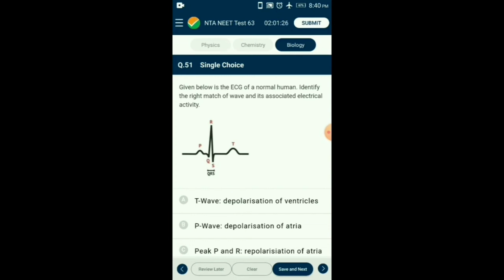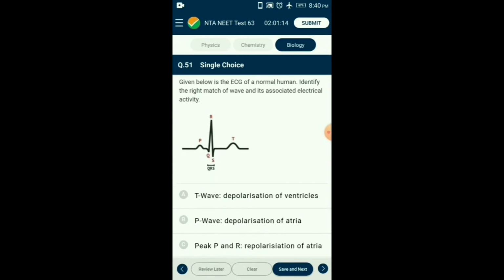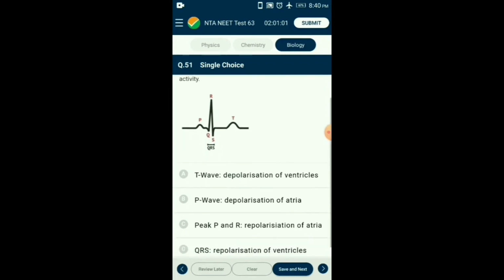P wave represents depolarization of atria, contraction of atrial muscles, which will distribute blood to ventricles. QRS complex represents depolarization of ventricles to distribute blood. T wave represents repolarization of ventricles, for example, relaxation of ventricles. So the answer for this question is option B. P wave: depolarization of atria.